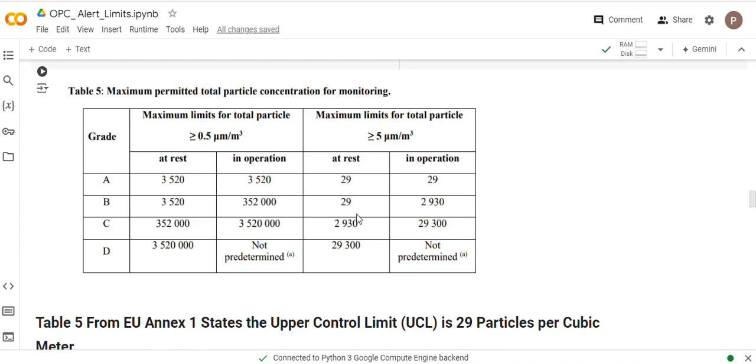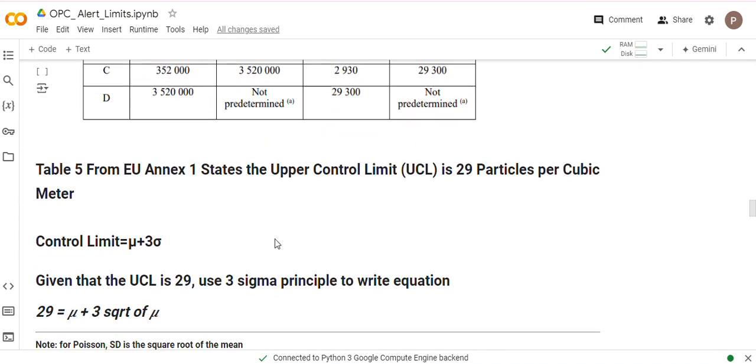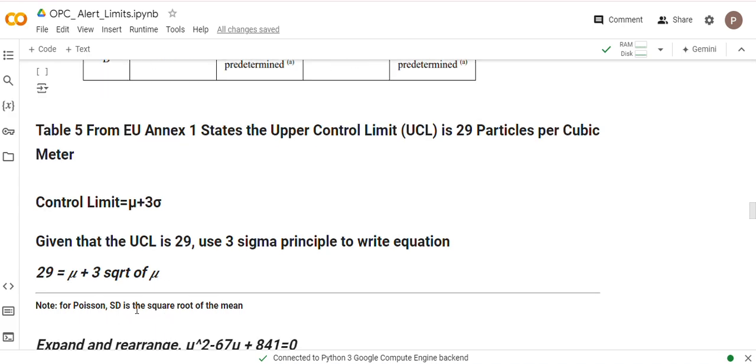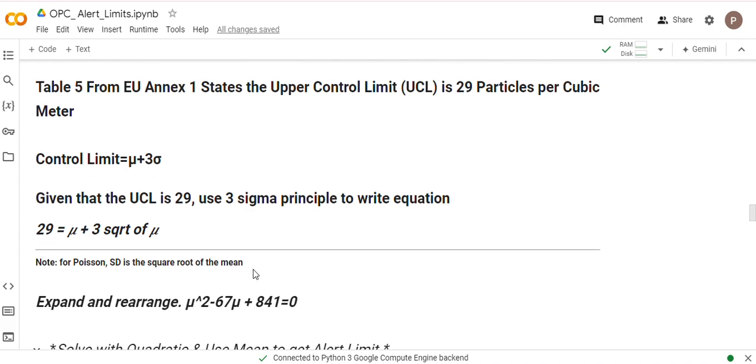Well, even though I haven't collected any samples, we can create a scenario out of this. And we can say that our control limit is 29 particles, and we're going to say that that's equal to the mean plus 3 times the standard deviation. But what's the mean and the standard deviation? Well, because of the Poisson distribution, we know that the standard deviation is the square root of the mean, right? That's the magic behind the Poisson.